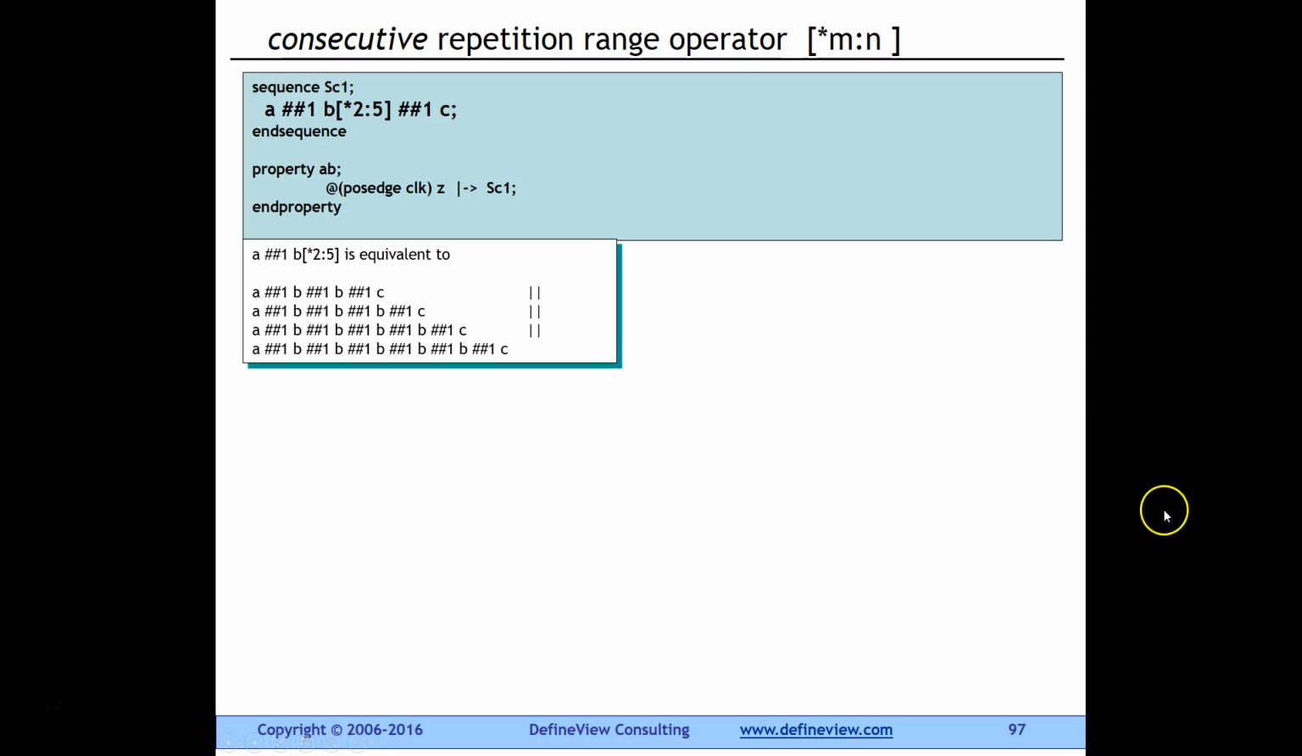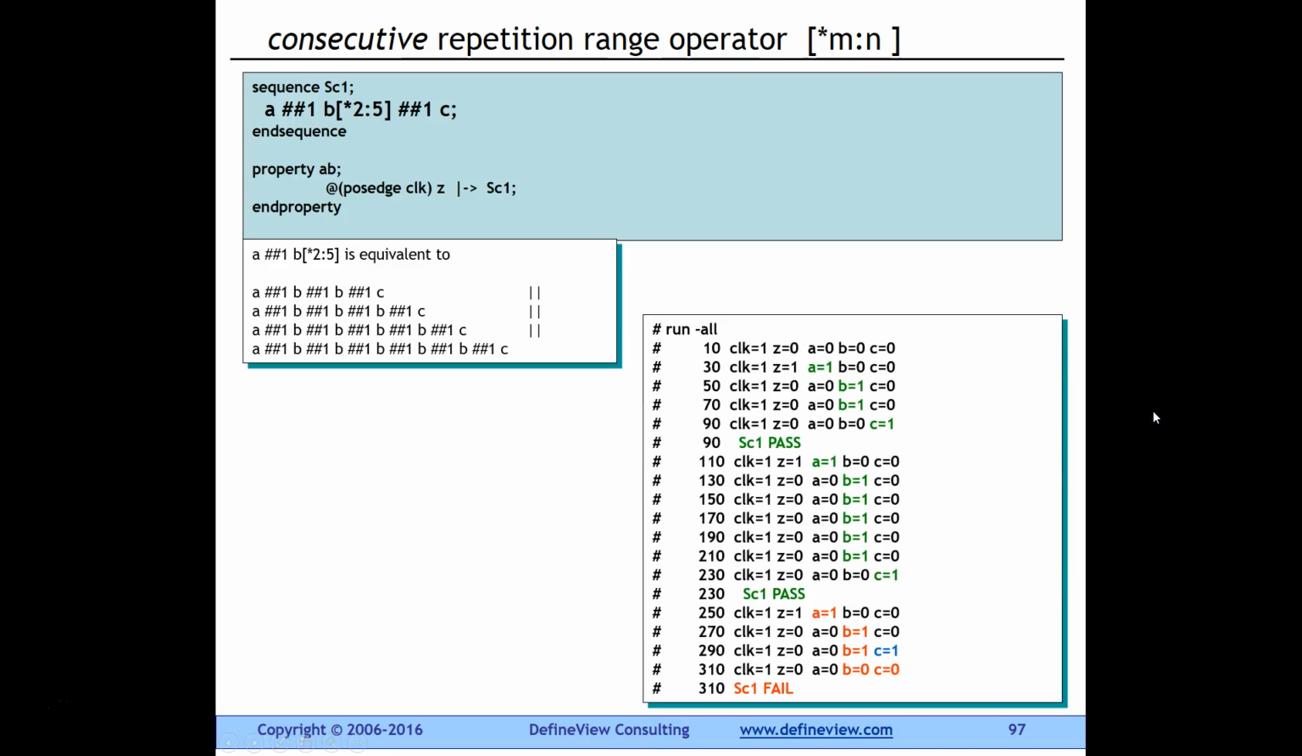Let me explain this with a simulation log. Here's a simulation log of this particular property that I simulated. Okay, let's start with the very first part of the log. Z is high at time 30. A is high at time 30 as required by the overlapping operator. And B remains high for 2 consecutive clocks. And 1 clock later, as required, C is high. So everything meets and the property passes. This is straightforward. Now let's look at the next part.